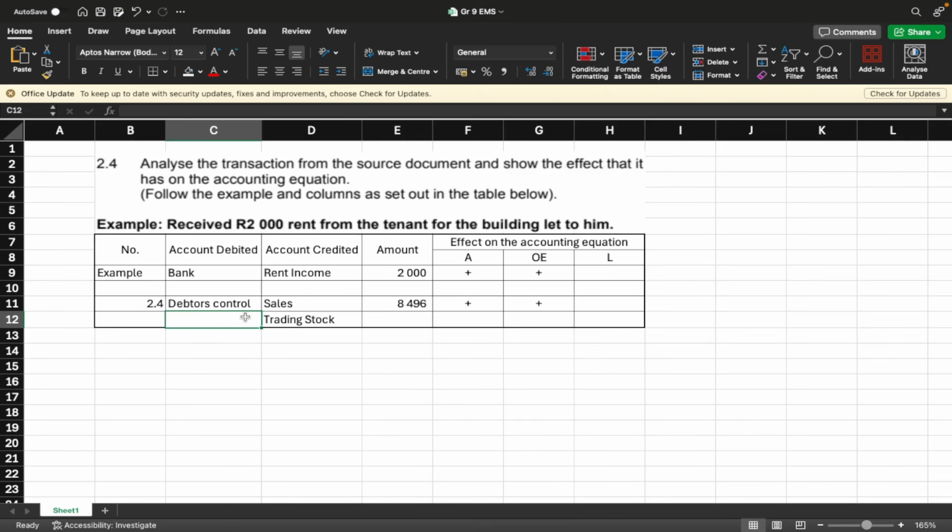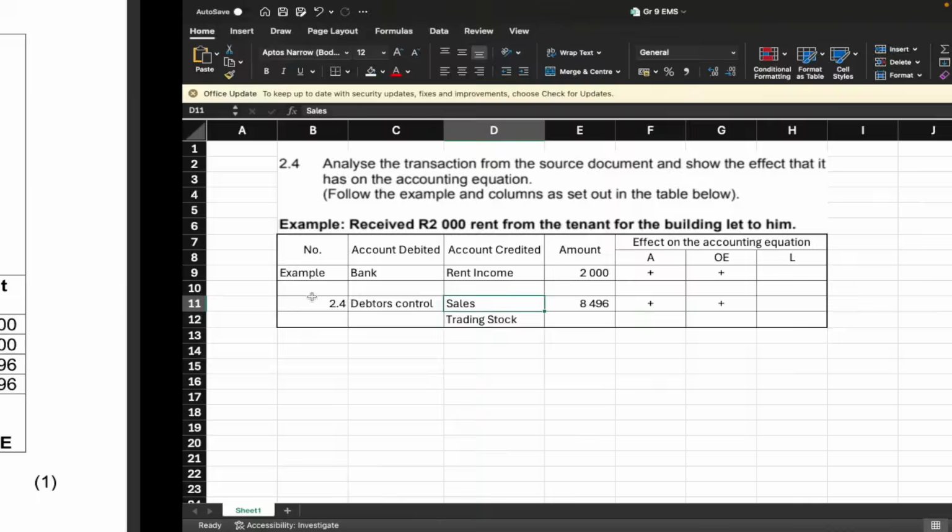One is for the sale, which we have just done: debit debtors control and credit sales. And the second one is for the trading stock, where you're removing it from your books, and this is specifically the trading stock that you sold. Okay, so I might be using the word inventory. Remember, inventory and trading stock are interchangeable terms. And so let's go back here.